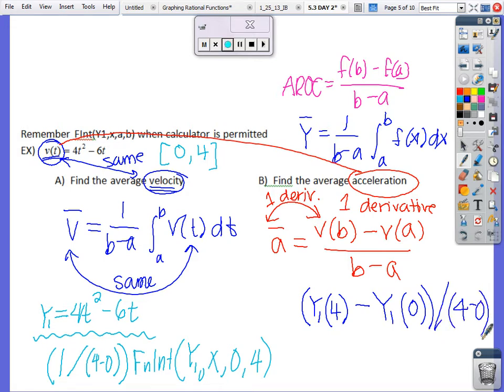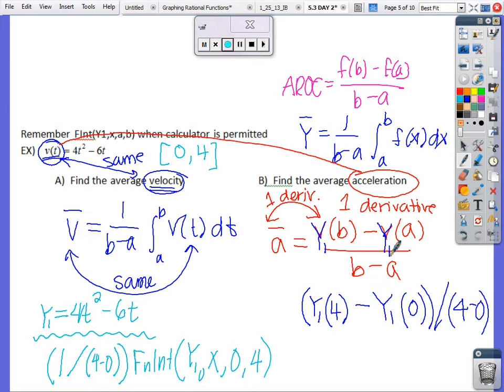And so really, this v that's here, we're replacing it with y1 because that's what's written in our calculator. So that will give you the average velocity, average acceleration using the calculator. You actually could do both questions by hand, but I am going to show how to do it with the calculator.